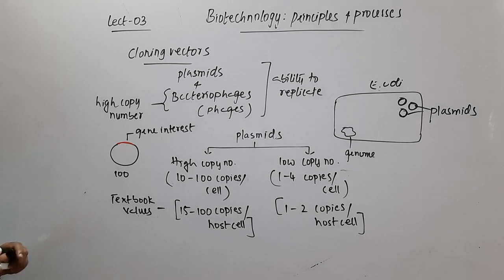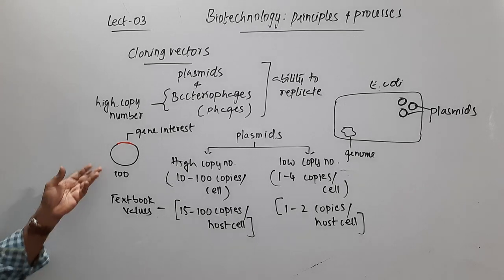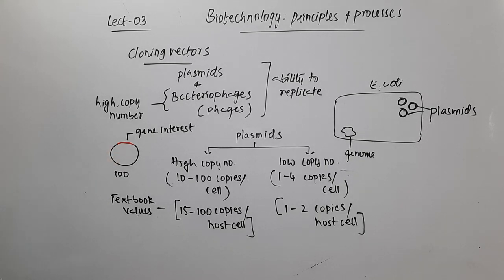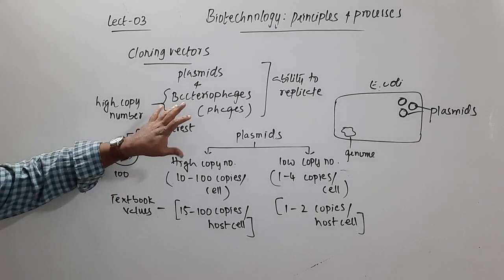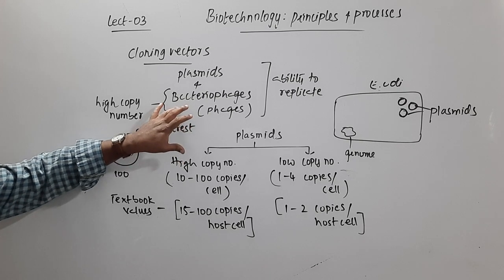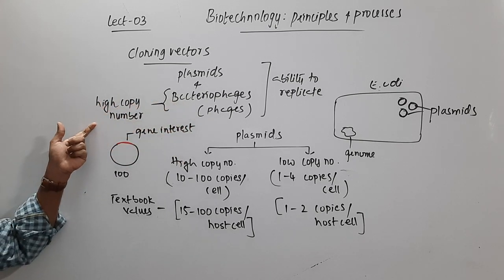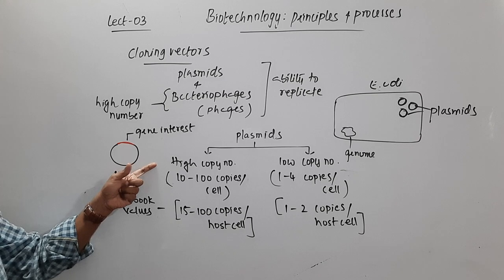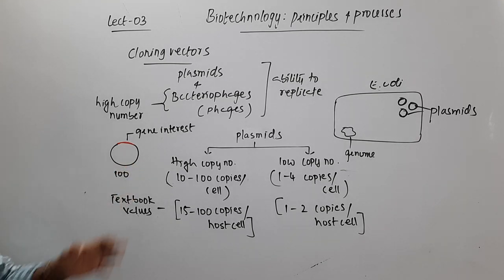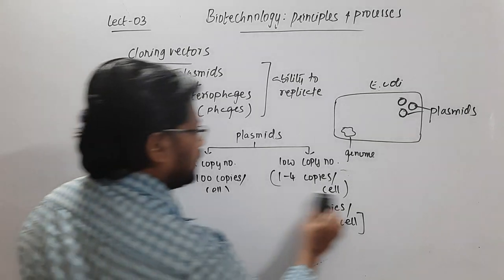So that's how we can make copies of the gene of interest by linking it to either plasmids or bacteriophages. Usually all these bacteriophages will have a high copy number, but when coming to the plasmids, you may find two categories, one with a high copy number and one with a low copy number. Okay, so I hope this part is clear.